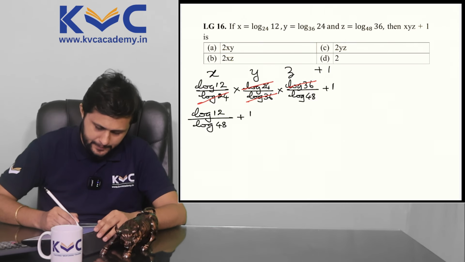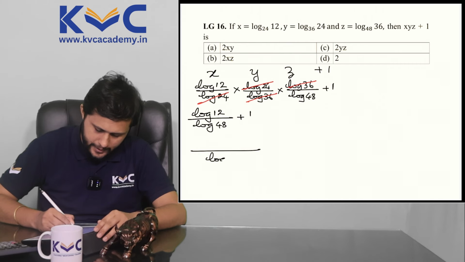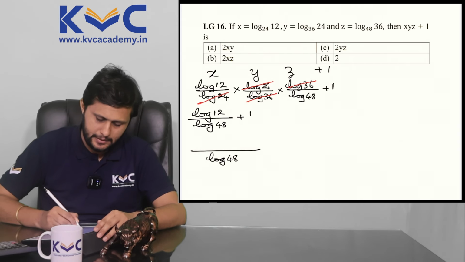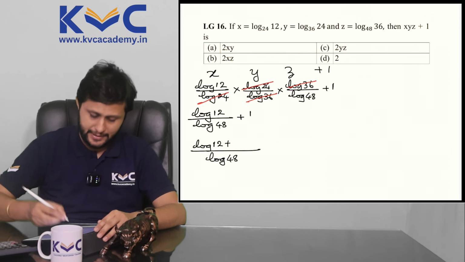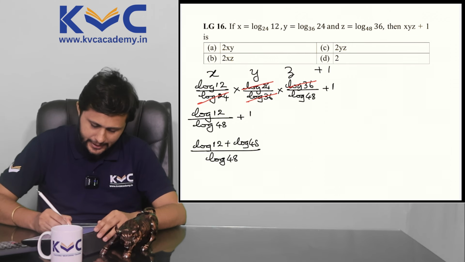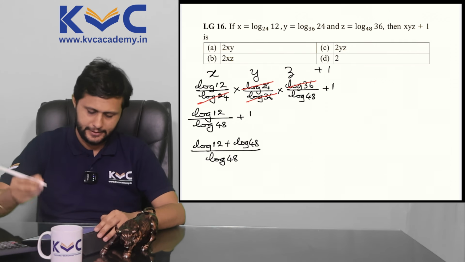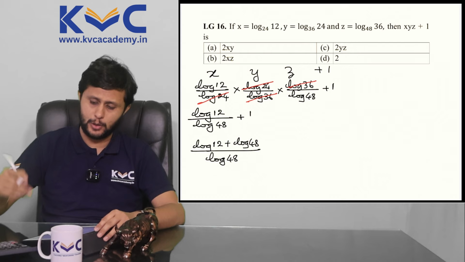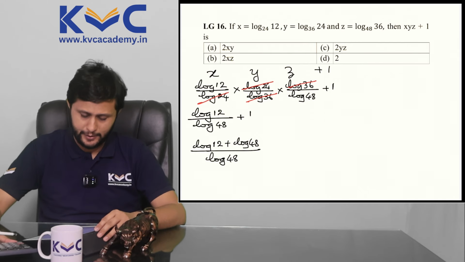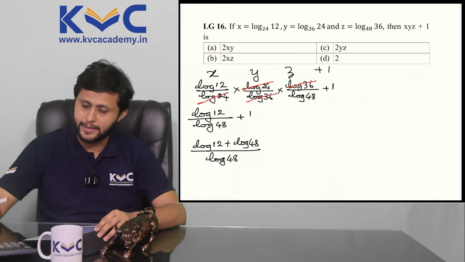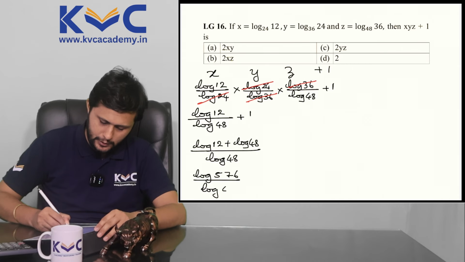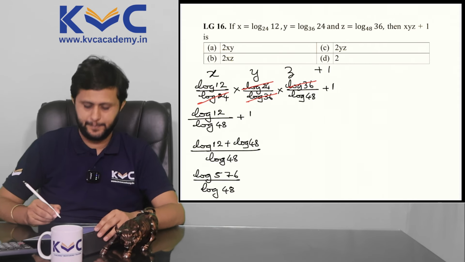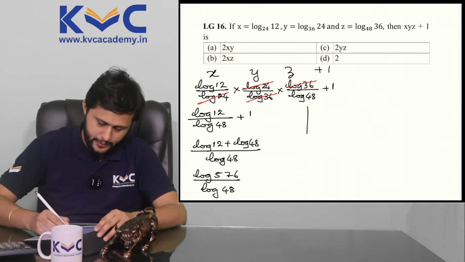Now we'll take LCM. Common denominator is log 48. Log 12 as it is, plus there it was plus 1, so we have log 48. Further, we have log m plus log n, right? Log 12 plus log 48. 12 into 48. How much is that? 576. So we have log 576 divided by log 48. So much is done. We'll continue here.